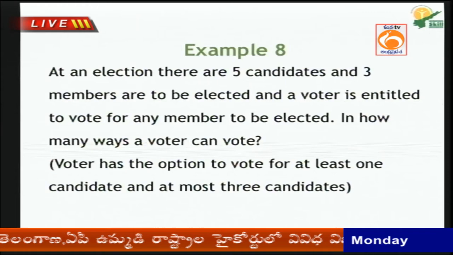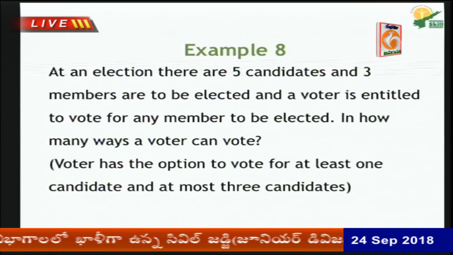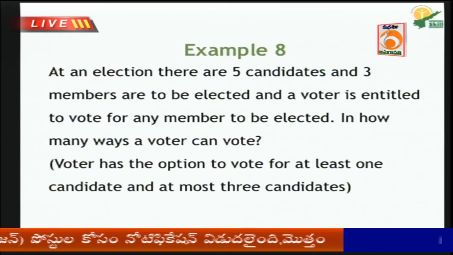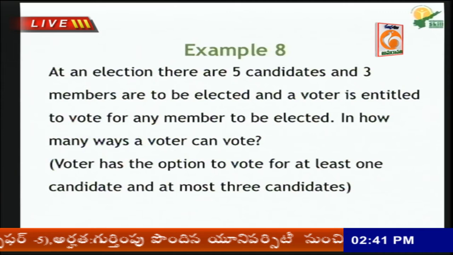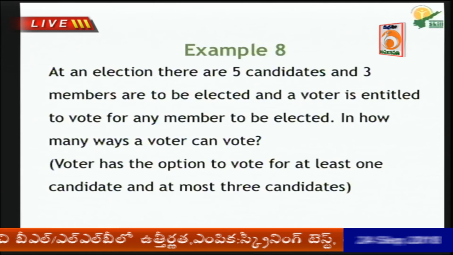Now see this question. At an election, how many candidates? I mean, it's going to be 5 people, correct? Yes. So at an election, there are 5 candidates. 3 members are to be elected and a voter is entitled to vote for any member to be elected. How many ways a voter can vote? Okay. And there is a hint for this question as well. Voter has an option to vote for at least 1 candidate or at most 3 candidates. Fantastic. Now, in how many ways can a voter can vote?